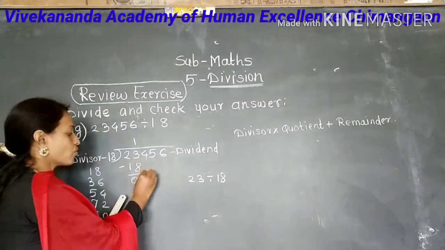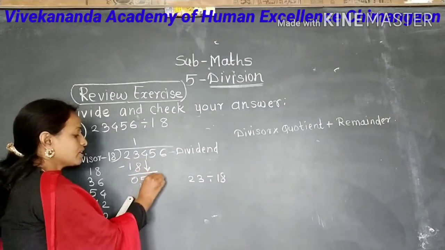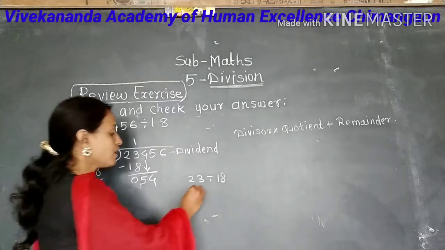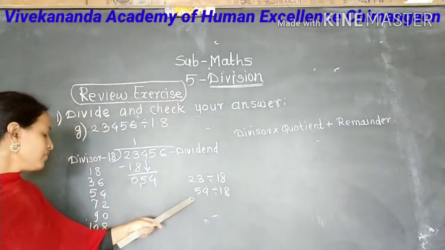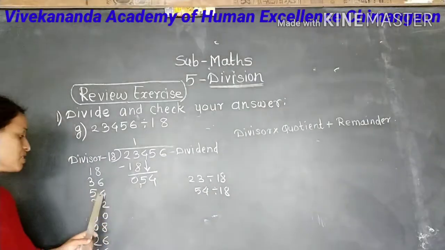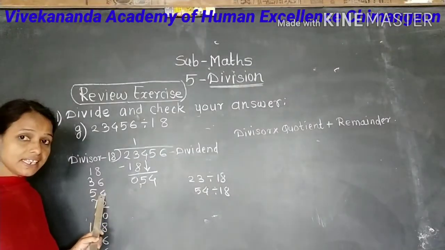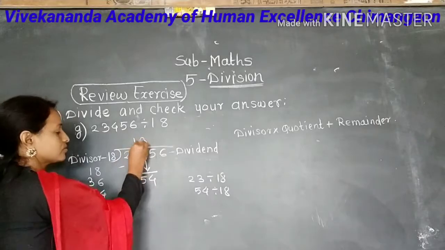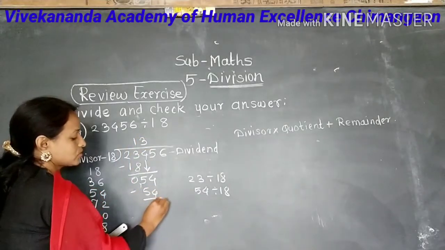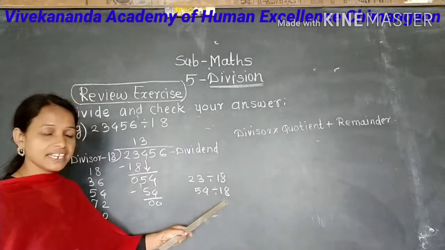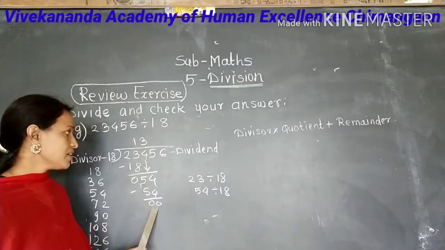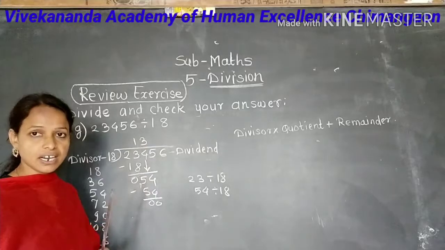Next digit is 4. We bring it down. Now we will divide 54 by 18. By dividing 54 by 18, it gives us quotient 3. 18 3s are 54. In this way, by dividing 54 by 18, it gives us quotient 3 and remainder 0. 3 we have written in the hundreds place.